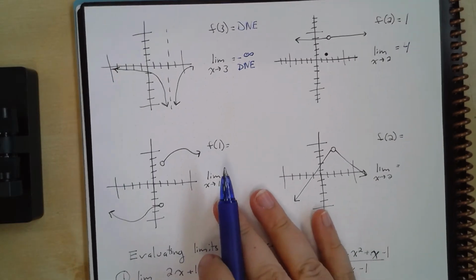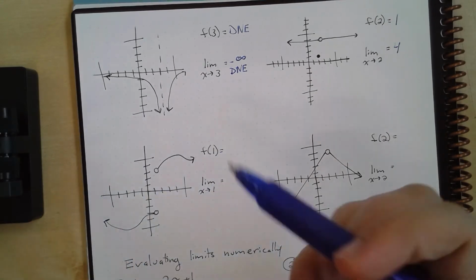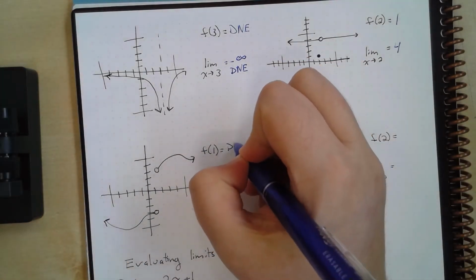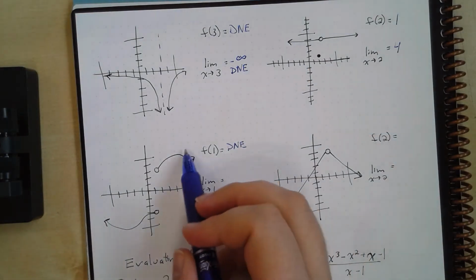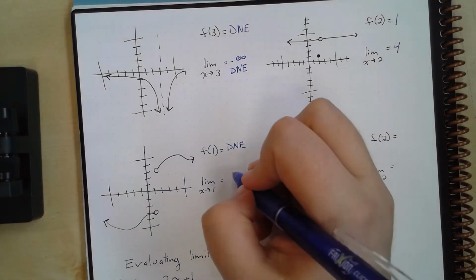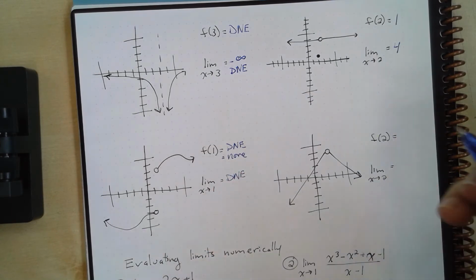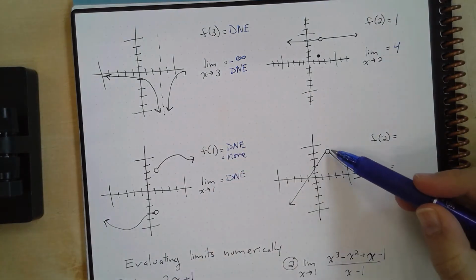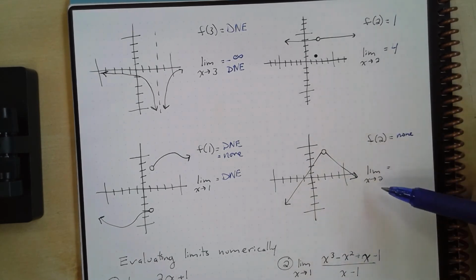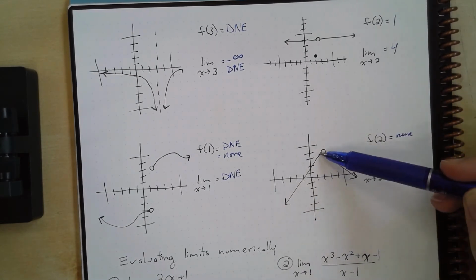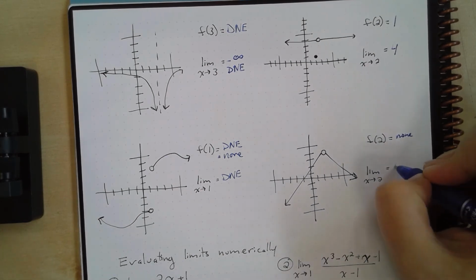Let's look at these last two here. f of 1, there's no value at 1, so f of 1 does not exist, or none. And the limit as x approaches 1, we're coming from the left, we're coming from the right, we're going to 2 different places. Again, the limit does not exist. I should put none here. And here, f of 2, there's a hole, so we have no value here at f of 2, none. And the limit as x approaches 2, if we come from the left, we're going to 4. If we come from the right, we're going to 4. So the limit is, of course, 4.